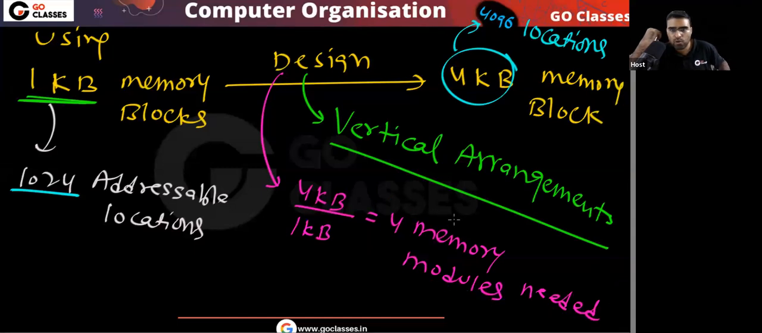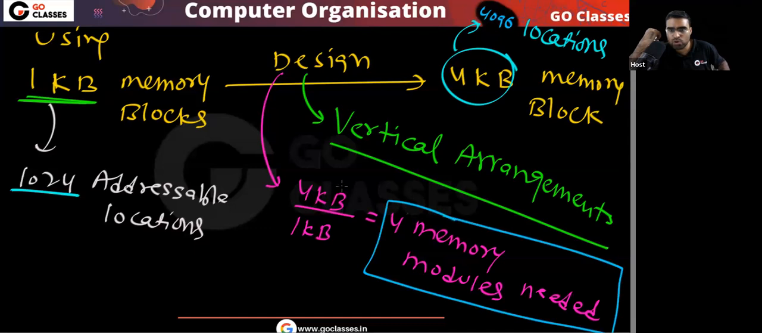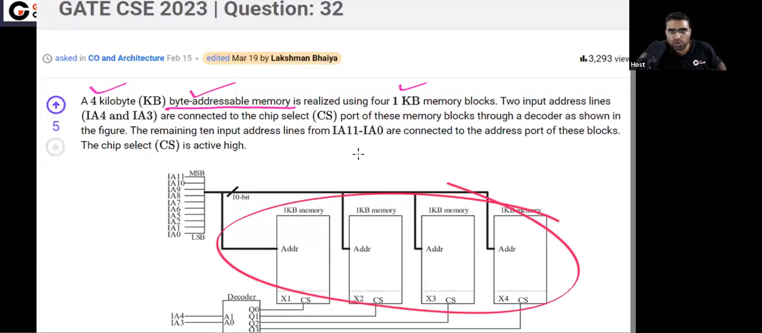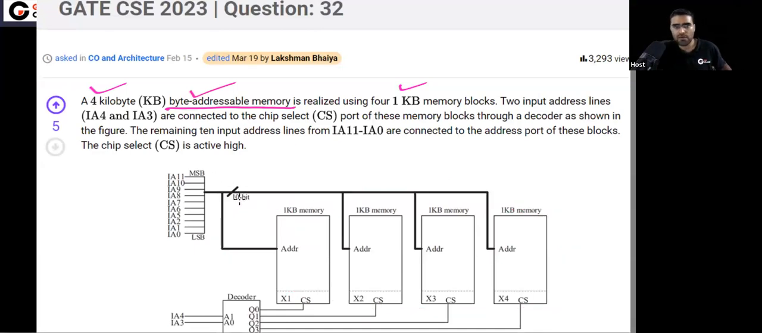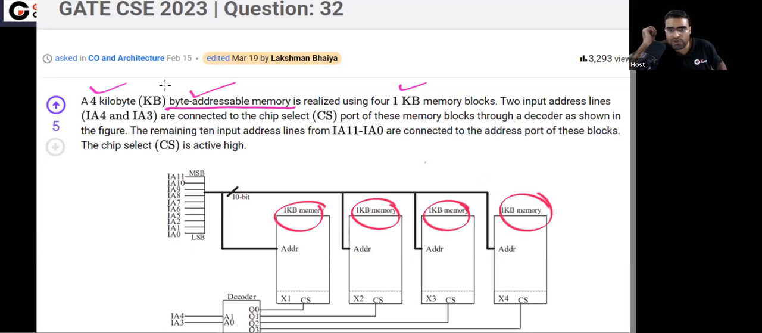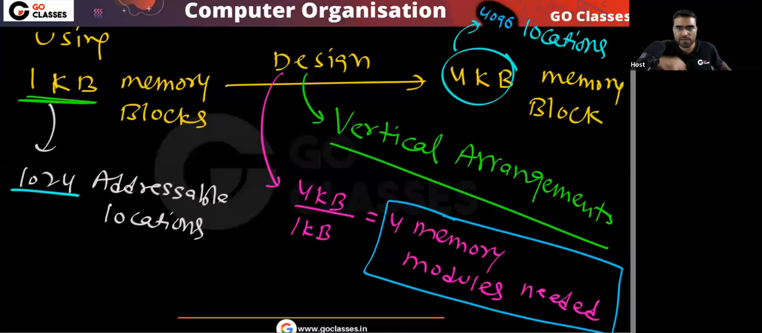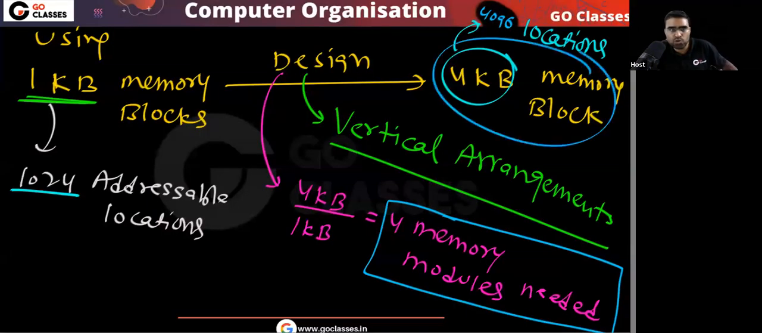So you need a total of 4 memory modules. You don't have to calculate, but I'm telling you, you can easily see that 4 modules are used. This is 1 KB memory, 1 KB memory, 1 KB memory, 1 KB memory. These are the 4 memory modules. Now the question is saying 2 input address lines. See something interesting. First tell me how many address lines you need.